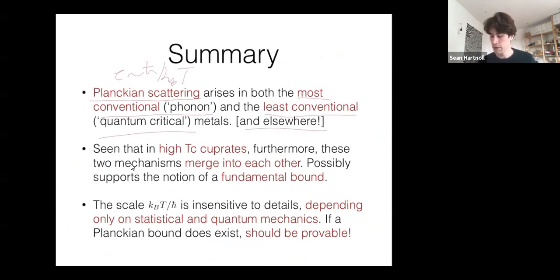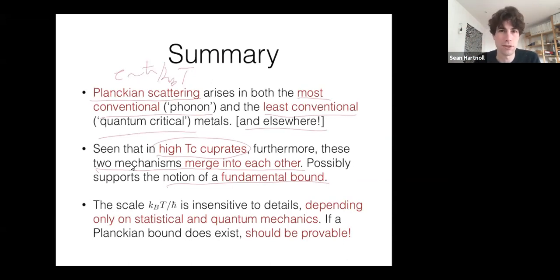And then what we've been talking about just now is that I'm claiming that in high TC cuprates, these two mechanisms seem to merge into each other at optimal doping, which may be consistent with the idea of some kind of fundamental bound, right? Apologies if people have heard me say this before, but if you're on a freeway and all the cars are going at the same speed, it's not because their engines are identical, it's because there's a speed limit, right? And so a natural way for very different things to behave in the same way is if there's some kind of limit that they're saturating.